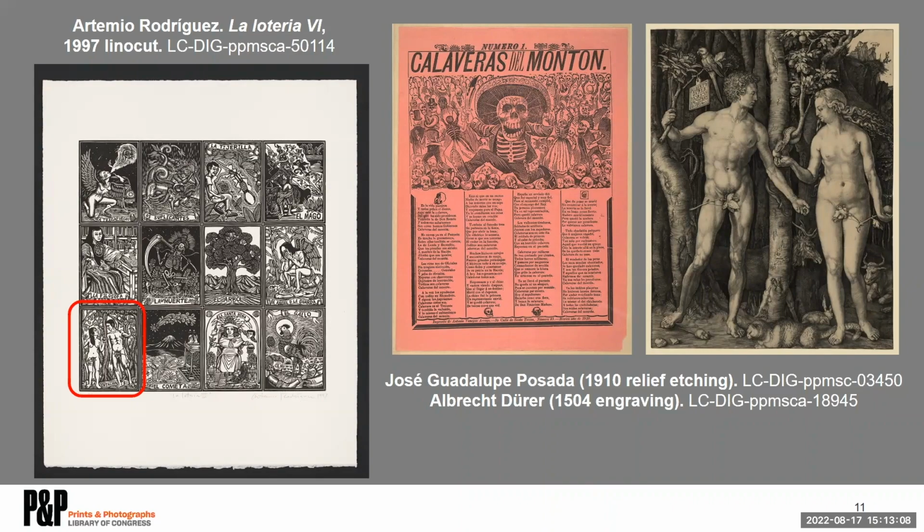For example, you can compare the similarities between Albrecht Dürer's 1504 Adam and Eve engraving on the right, and then Artemio's lino cut version in that lower left corner, which we've circled in red.